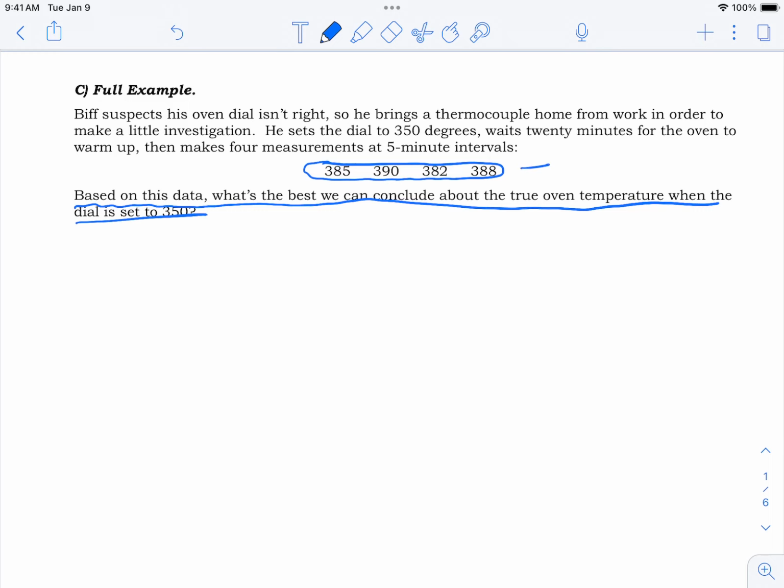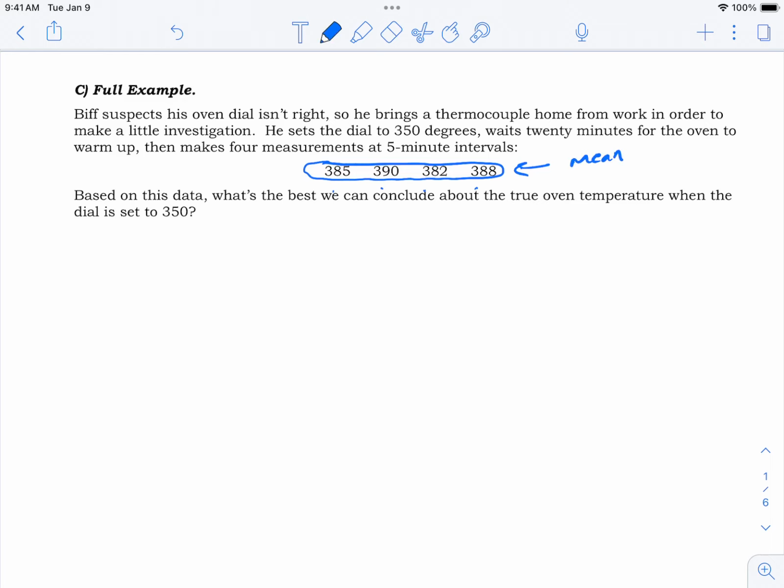See, these numbers were all measured when the dial was set to 350. Look at these temperatures, 385, 390, 382, 388. They seem higher than 350. The knob must be broken. But anyway, the question is, when it's set to 350, what is the temperature? We need to have an estimate. What is the temperature when we set the dial to 350? So what that basically means is we want to find some kind of a mean here. What is the mean of all these temperatures?